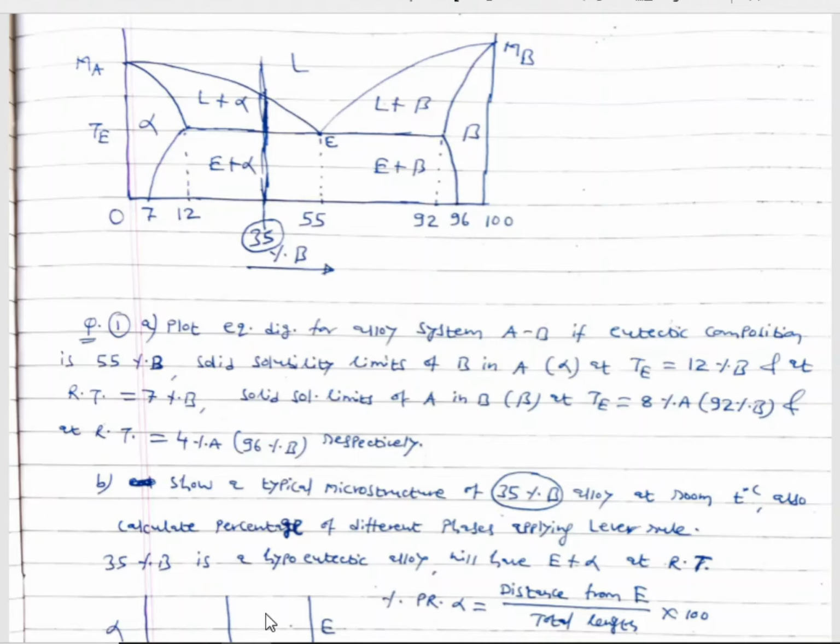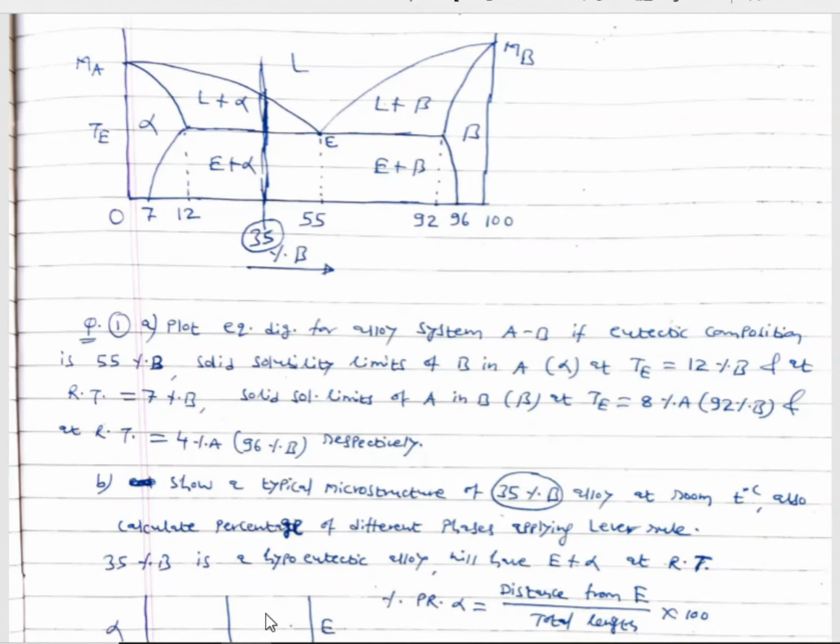Alpha, which has already been formed above the eutectic temperature, and the remaining liquid, which will get transformed into eutectic mixture, will also be present along with this primary alpha at room temperature.